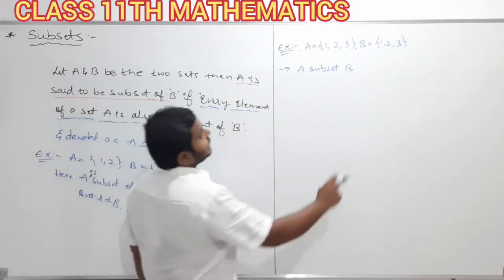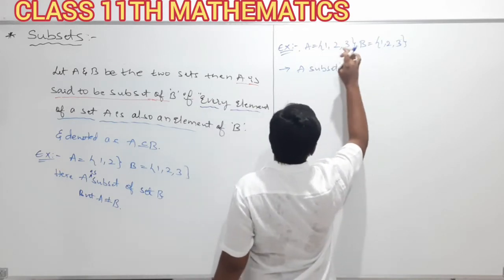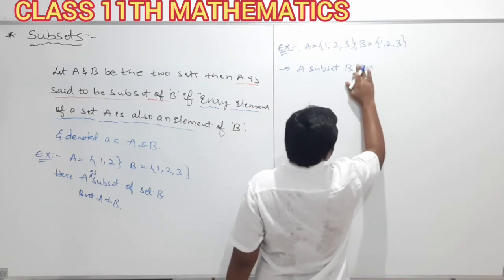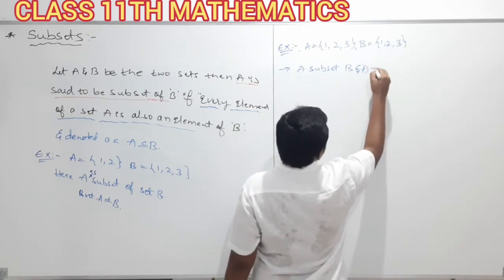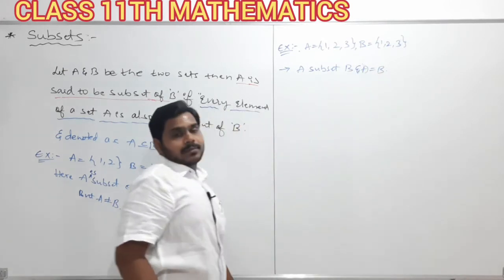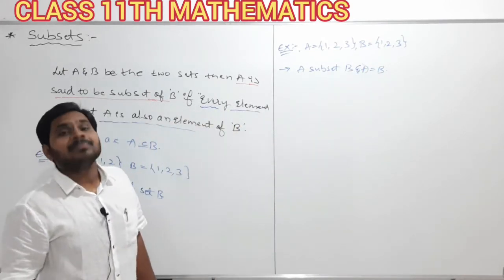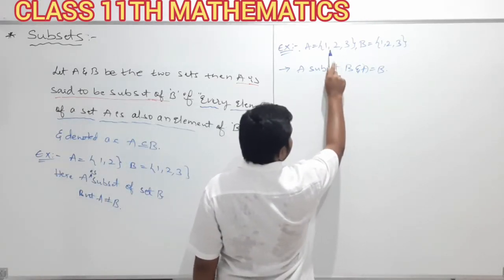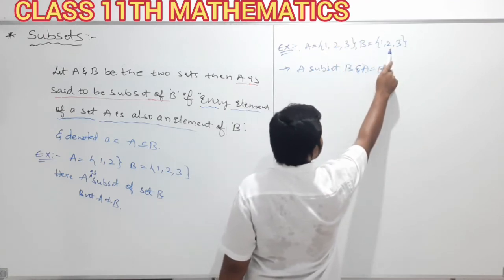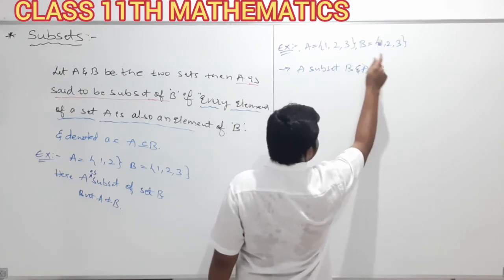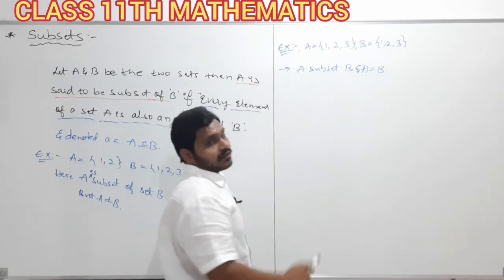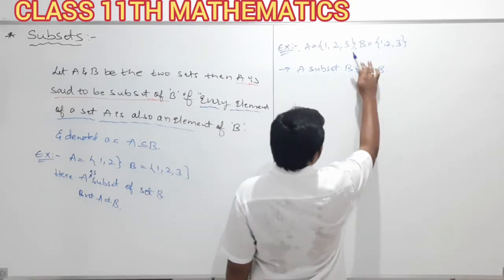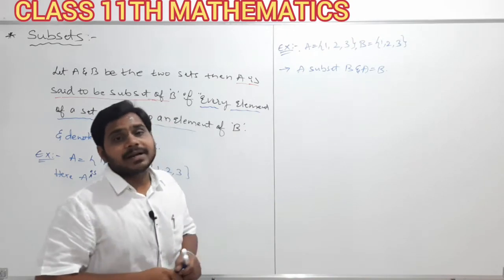And now you can observe that in this example, A is also a subset of B, and we can also write A is a subset of B and A is equal to B, my dear students. Can I say A is equal to B? A is equal to B because whatever elements the set A has, exactly the same elements are there in the set B. 1 is here, 1 is here, 2 is here, 2 is here, 3 is here, 3 is here. So therefore A is a subset of B as well as A equals B. These are the cases, my dear students.